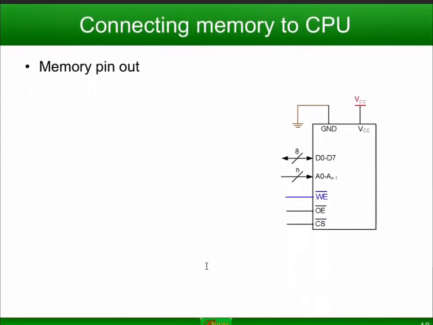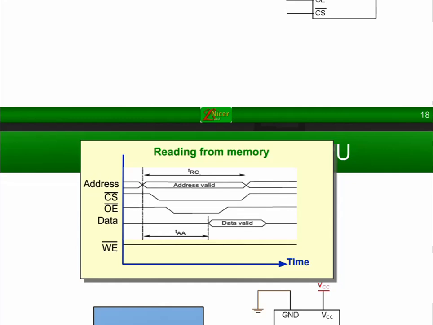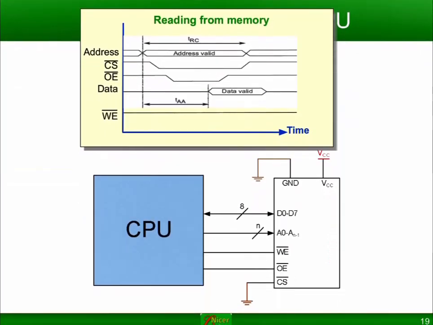Connecting memory to CPU, memory pinout. These are the memory pinouts of the CPU. Reading from memory. It is a graph that shows how to read from a memory. The memory can execute two types of functions. First is reading a memory, and second is writing or editing a memory.